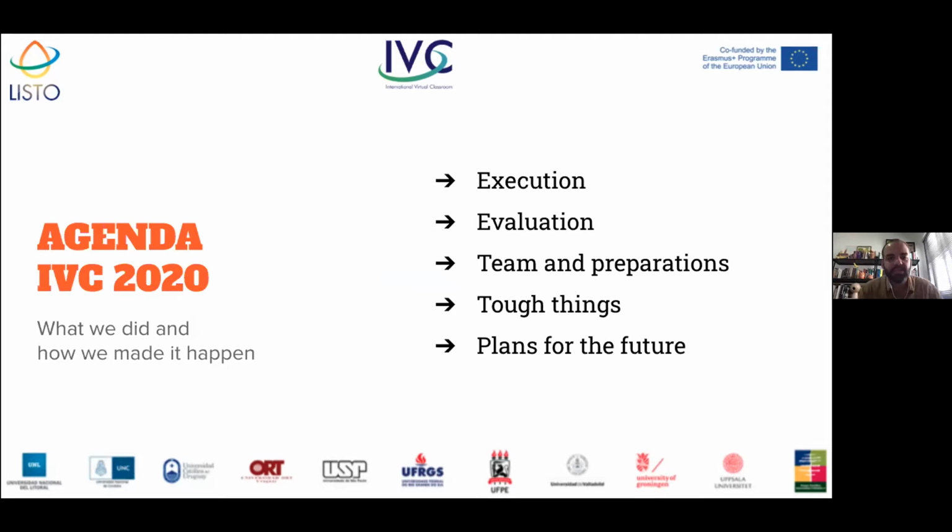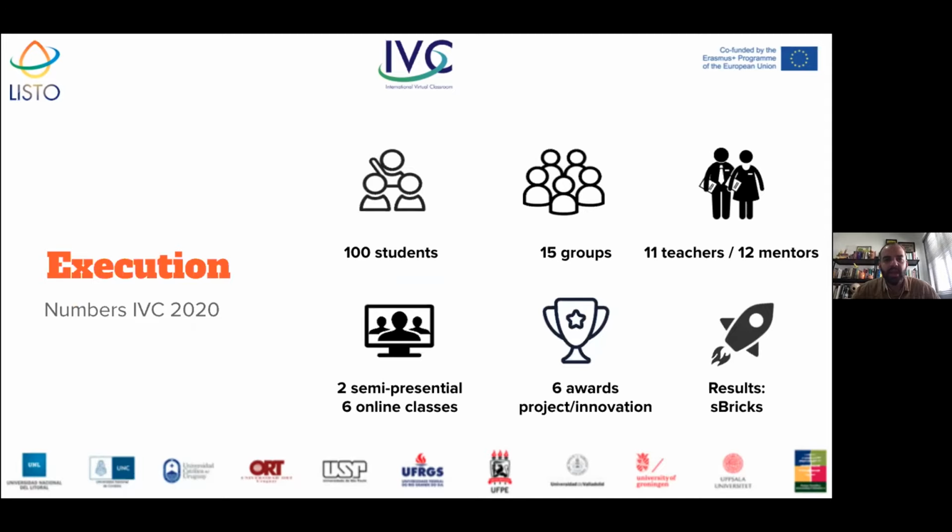About the execution, we had around 100 students. As Florencia told you a few minutes ago, we started with more than 100, but because of the COVID pandemic, we had some dropouts, because some of them had difficulties accessing internet with good quality to follow the classes, or because of family issues or particular problems. At the end of the process, we finished with almost 98 students. So 100 was the average number of participants.